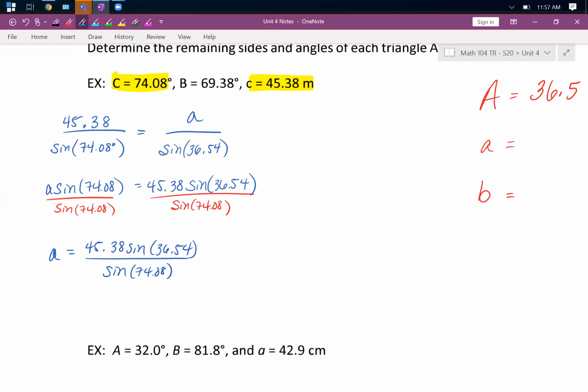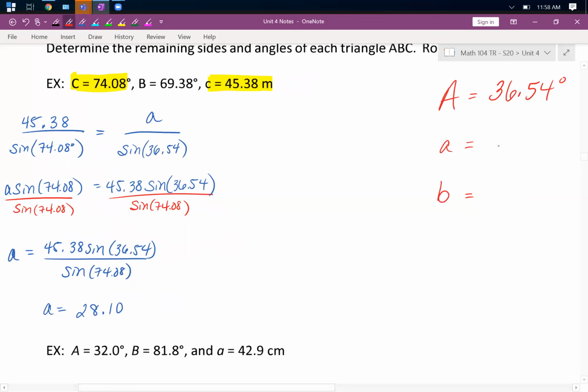So anybody get an answer for A? How about 28.10? That's what I got. Did anybody else get that? Yeah, I got that. Right, and then our unit, don't forget that, meters. Now we're going to do the exact same thing to get our side B.